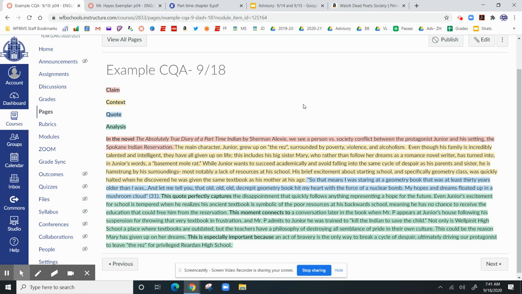Quote, "So that means I was staring at a geometry book that was at least 30 years older than I was. And let me tell you, that old, decrepit geometry book hit my heart with the force of a nuclear bomb. My hopes and dreams floated up in a mushroom cloud." And then I've got my page number, 31. Now I've mentioned Sherman Alexie up here, so it's okay if I don't have the last name of the author in my parentheses. But if you neglect to put the name of the author up here, you would want to put the last name, Alexie, 31.